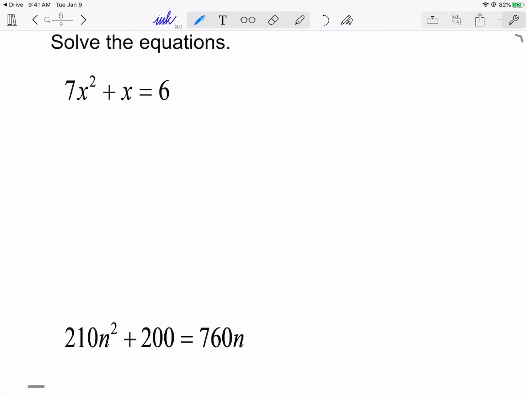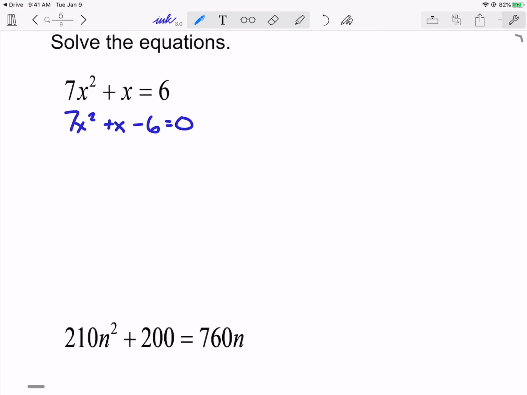All right, now you notice that the right side doesn't equal 0. So my first step is to get 0 on one of the sides. I'm going to get 0 on the right side. It doesn't matter. So the first one, I'm going to do 7x squared plus x, and I'm going to subtract the 6 from both sides. So now I've got a polynomial on one side and 0 on the other.